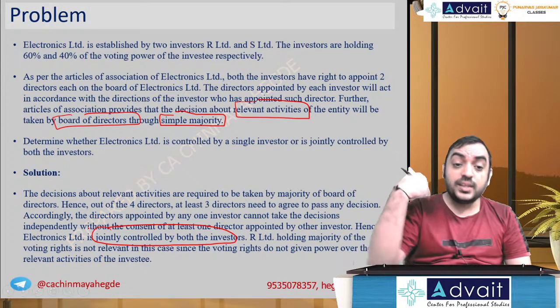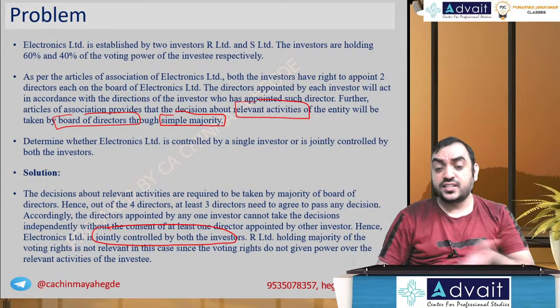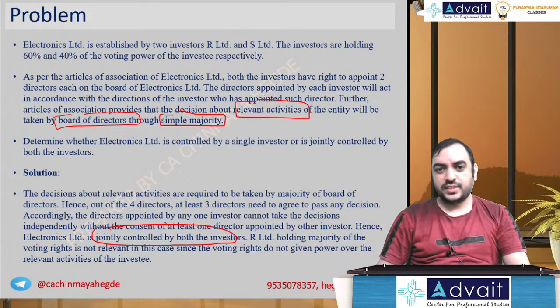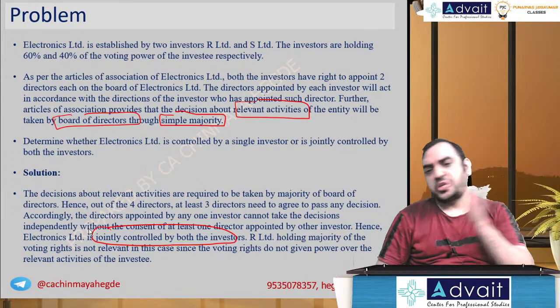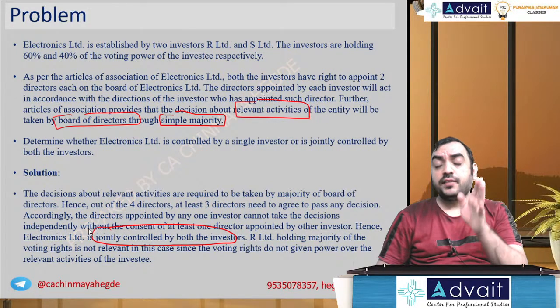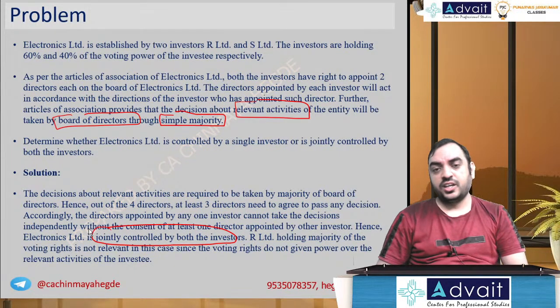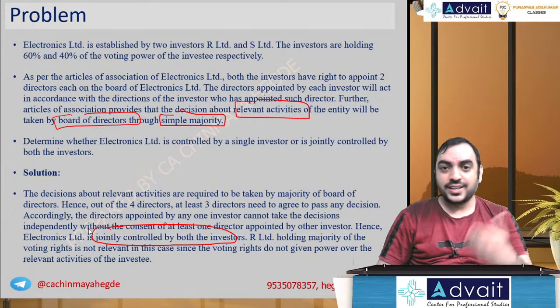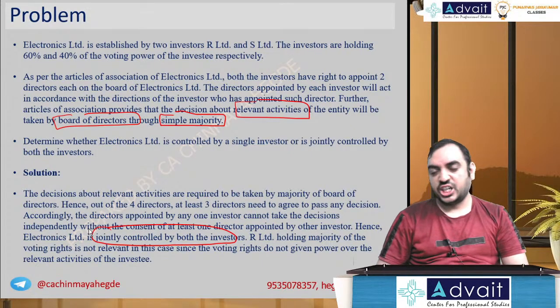R Limited holding the majority of the voting rights is not relevant because voting rights do not give the power over the relevant activities of the investee. So they say relevant activities are decided by the board of directors, so the shareholding pattern does not matter. The way you appoint the directors matters, and the directors are 2 plus 2. So both consents are required for you to make the decision. So there is a joint control.